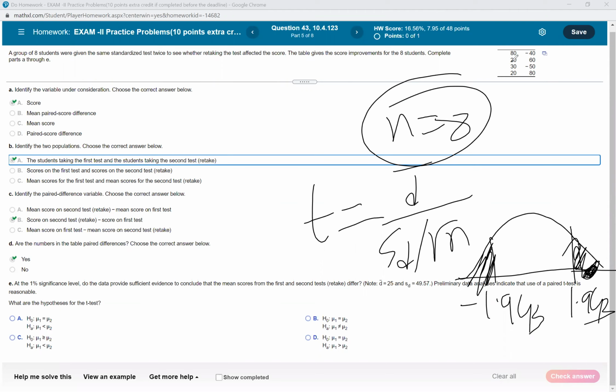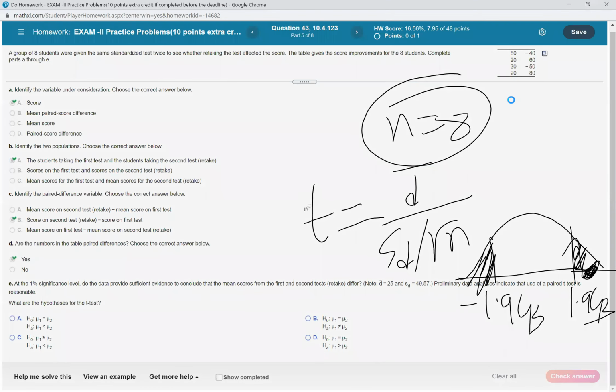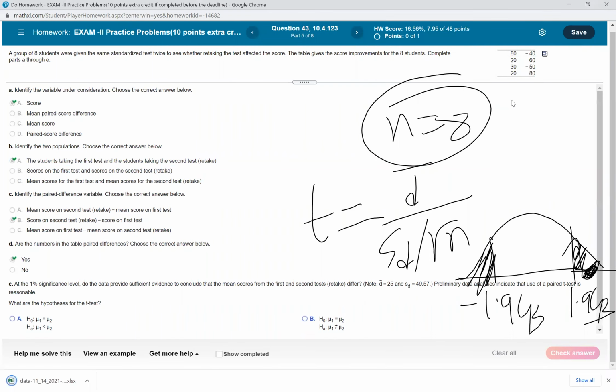Oh no, it doesn't have 8 observations. Okay, it has 4, I think. Let me check. Actually, the data is the difference data. Yeah, so I think, yeah, 8 observations. So this is the data of the difference. It gives the score improvements. Yes, this is the score improvement, so this is the difference between test 2 and test 1, the score of test 2 minus the score of test 1. So we have a total of 8 observations, so N equals 8.